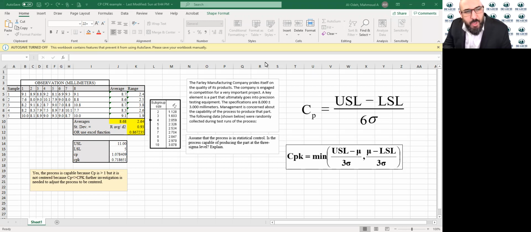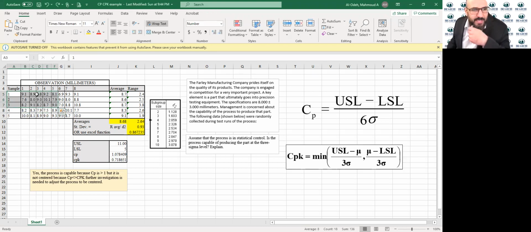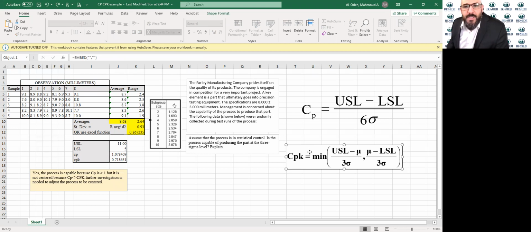The following data, showing on the left side, were randomly collected during test runs of the process. So we have 5 samples, as you see here in this data, and these are 8 observations in millimeters. The first thing that we're going to do is find the average for these data in order to find the CP or the CPK. And we have the equations here on the right side of the screen.